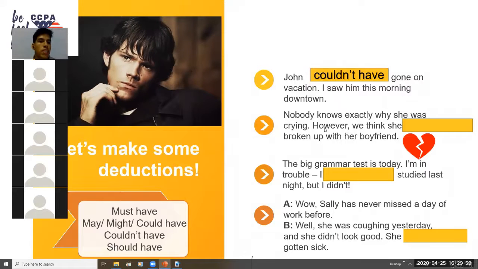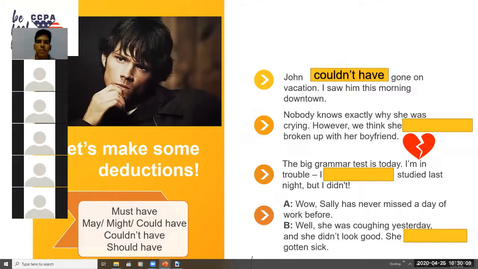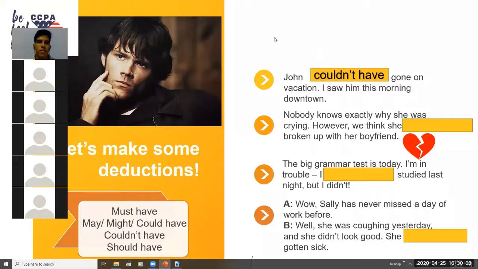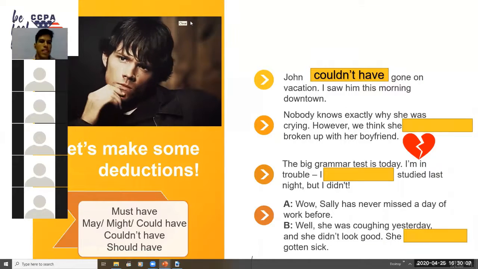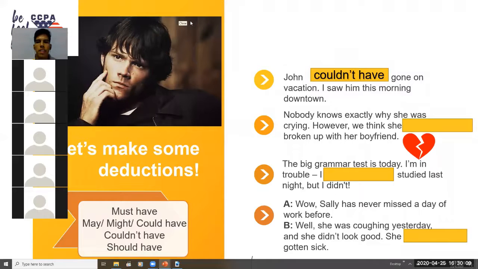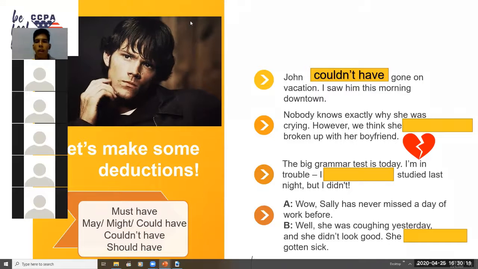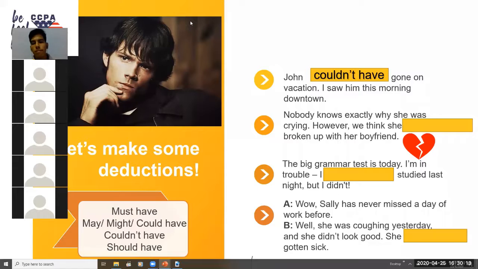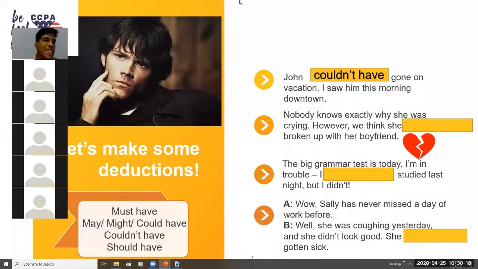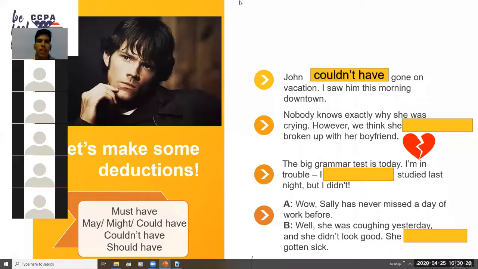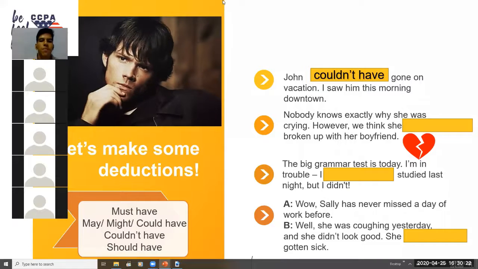Second one, any volunteers? Let's see. Nobody knows exactly why she was crying. However, we think she broken up with her boyfriend. So there is a chance, there is a possibility, but we're not sure. What do we use then? Any volunteers?